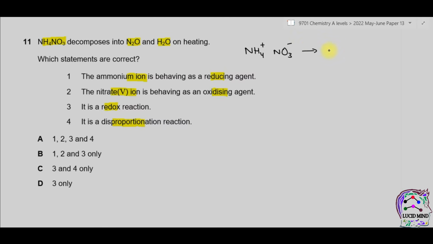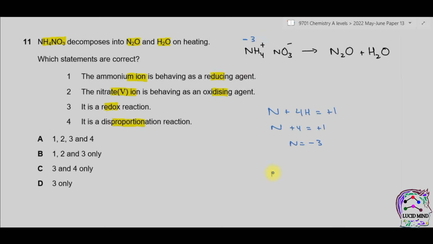It goes to N2O and H2O. Let's find out the oxidation state of nitrogen in NH4+, in nitrate, and in N2O. In NH4+ we have 1 nitrogen, 4 hydrogen, overall charge is +1. So nitrogen plus 4 equals +1, or nitrogen is -3.